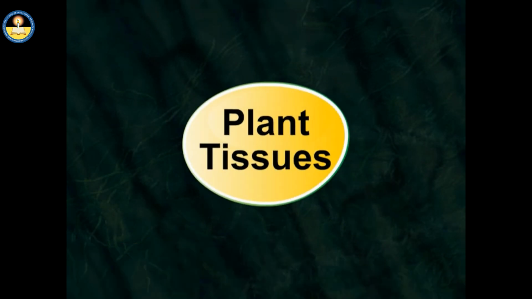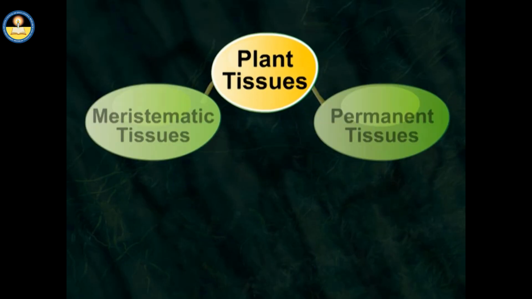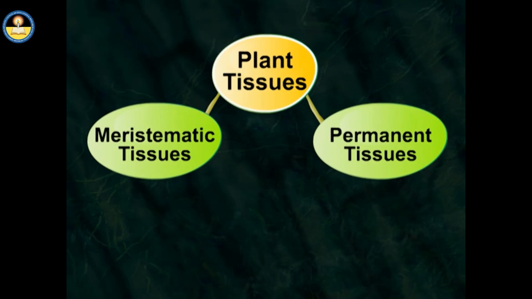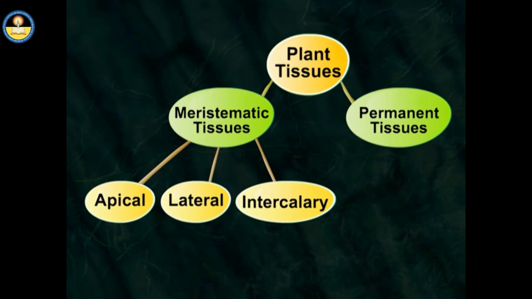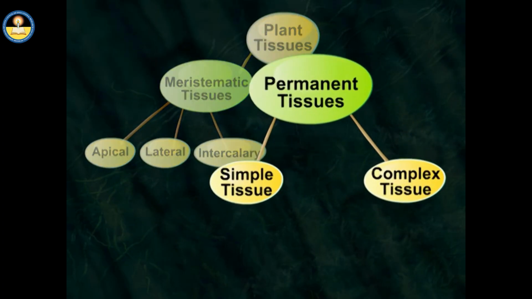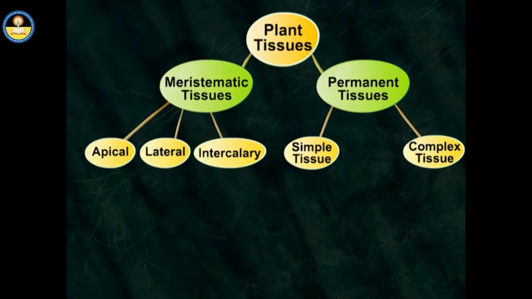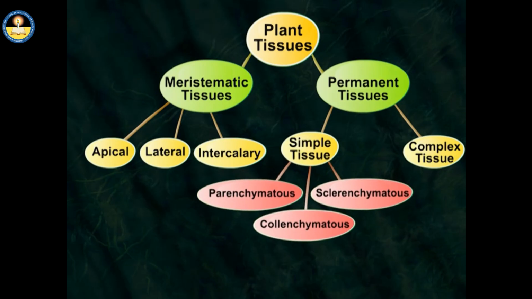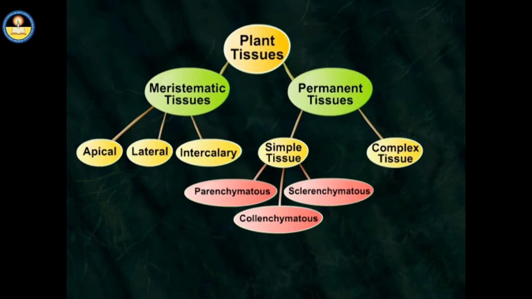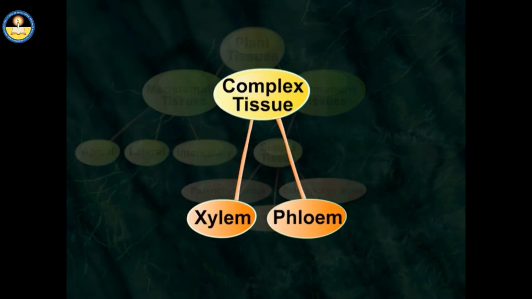We have studied that plants have two types of tissues, meristematic tissue and permanent tissue. Meristematic tissue comprises dividing cells and permanent tissue consists of various types of cells. These cells are like parenchymatous, collenchymatous, sclerenchymatous, xylem and phloem, etc.